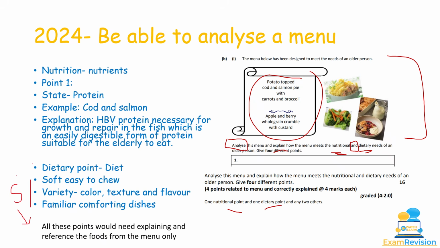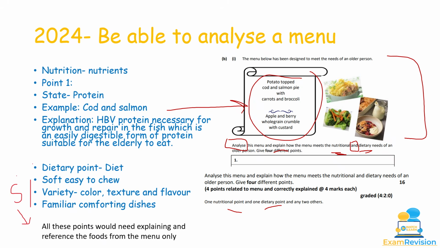I'd say nutrition, okay? My first point, my state point, would be protein. My example has to come from here, okay? So cod and salmon. If I start talking about chicken, I'm not getting the marks because chicken doesn't exist there. My explanation: high biological value protein necessary for growth and repair in the fish, which is an easily digestible form of protein, therefore suitable for the elderly, okay? You can talk about any of the other nutrients there.